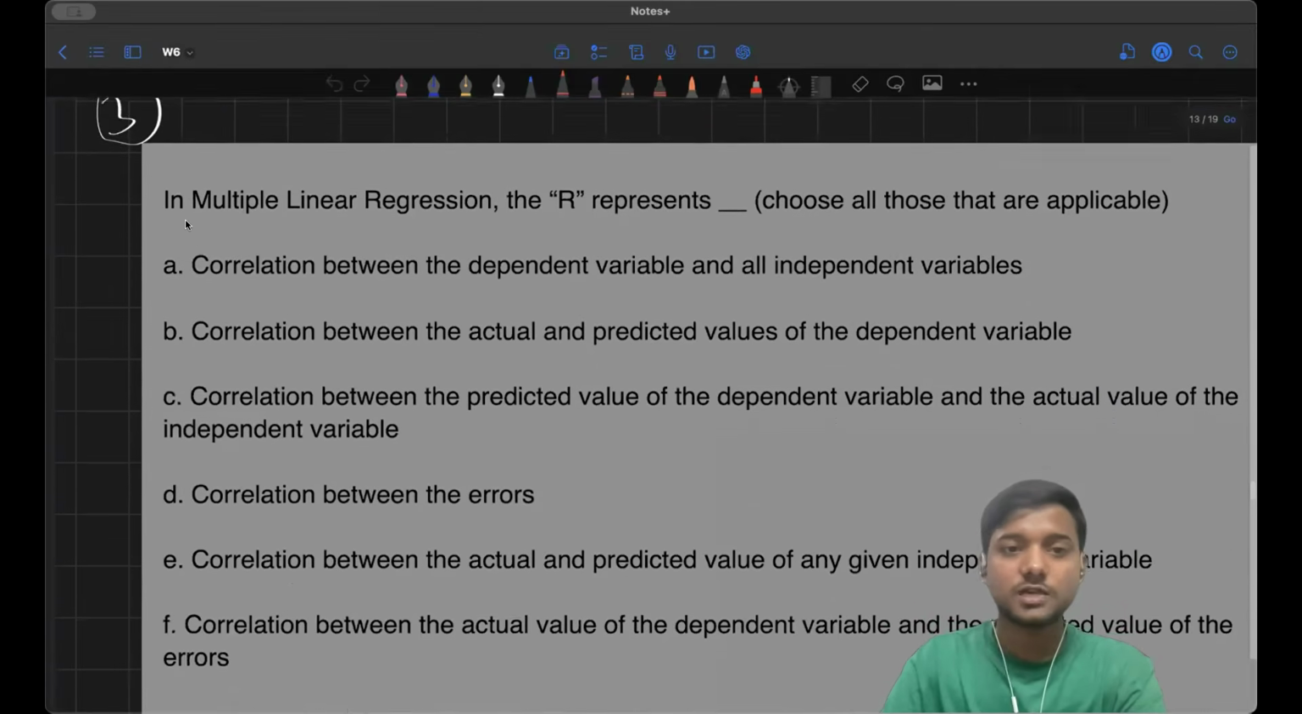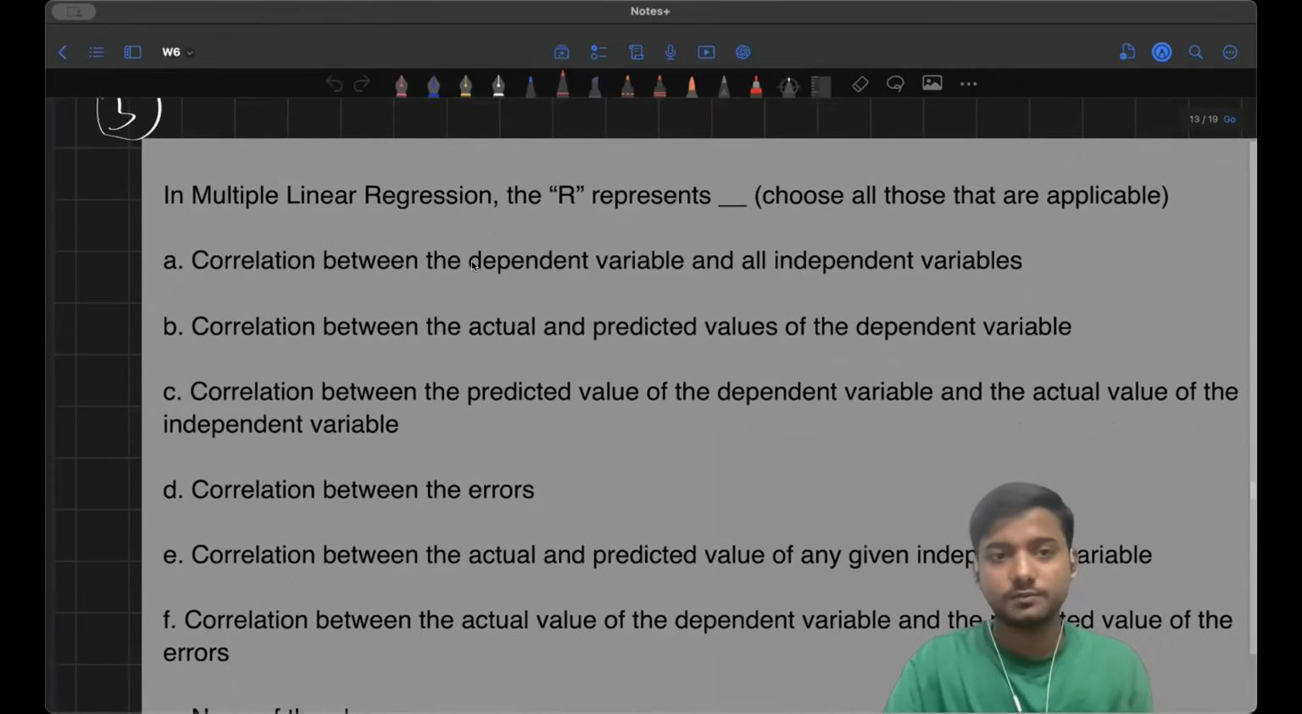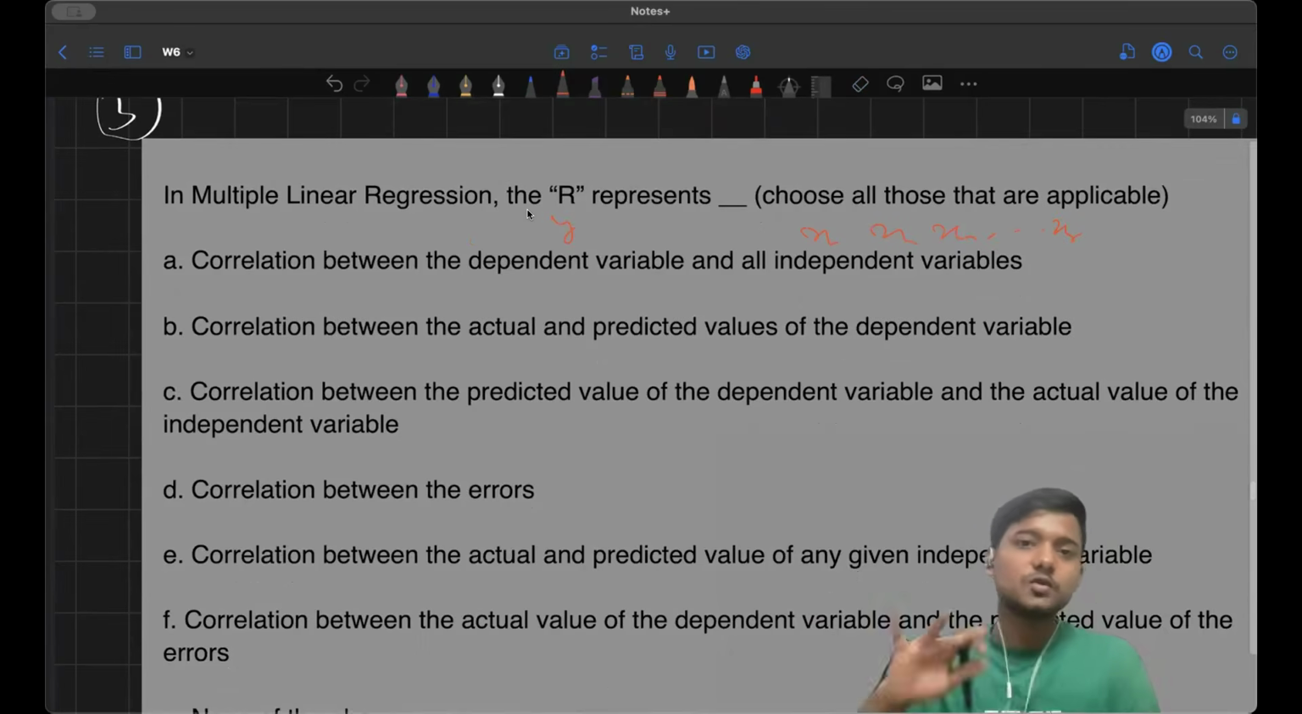Now coming to this question, in multiple linear regression, the R represents correlation between dependent and independent variables. First of all, how do you calculate one correlation? If I have, let's say, 5 independent variables, x1, x2, x3, and so on up to x5, and this is only y, how do you calculate it between them? It's first of all not possible. You calculate a correlation coefficient between two things, so it has to be pairwise, like y and x1, y and x2, but that is not going to be R. So this is also wrong.